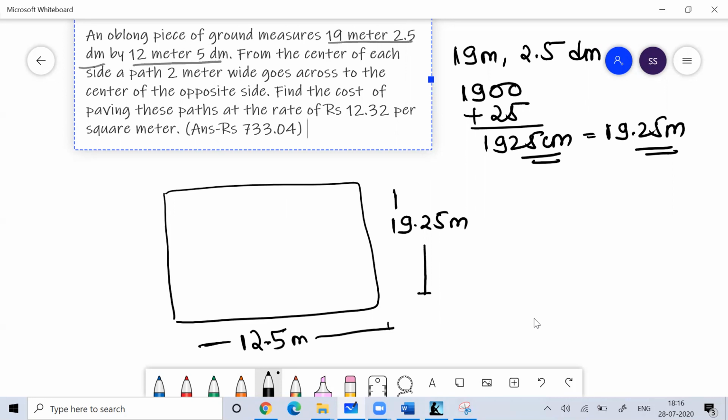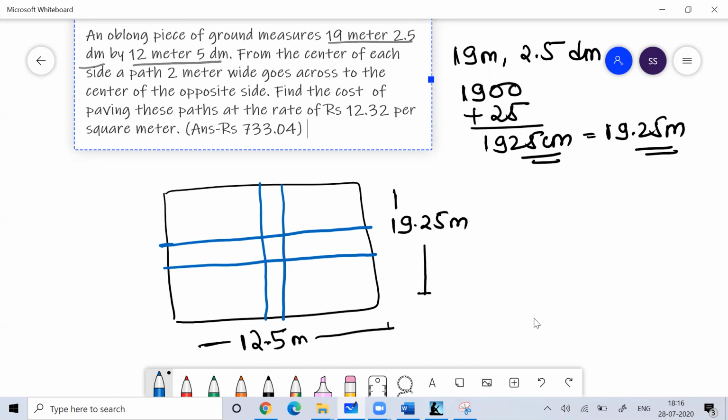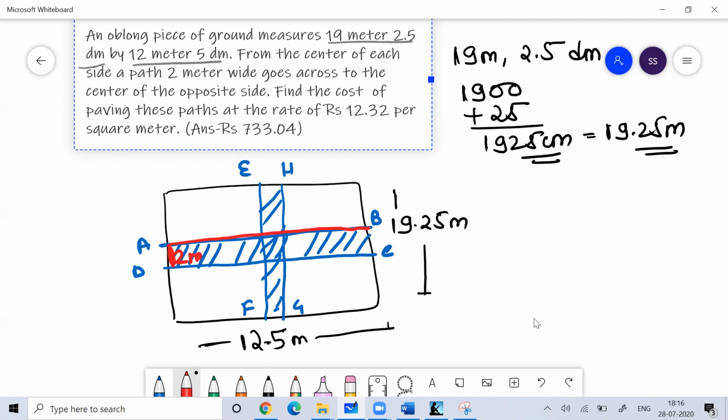Okay, from the center of each side, you draw a path having the width 2 meter. So suppose this is A, B, C, D, E, F, G, H. You want this path. So if you understand this, now this is 2 meter. This is 12.5.